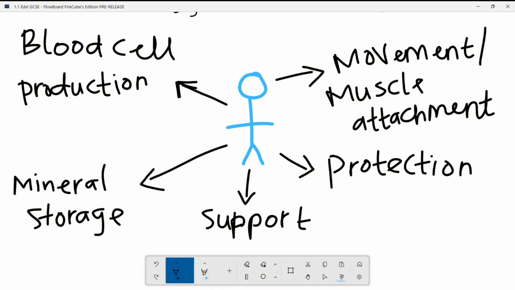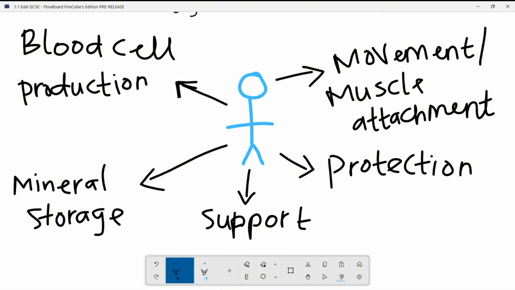Secondly, we have protection. The skeleton is very important to protect your vital organs such as your heart and your lungs. So for example, your heart and your lungs are protected by your rib cage. Third, we have movement, and basically how this works is the muscle attaches to the bone through the tendon, and when the muscle contracts, it pulls on the bone to allow you to move.